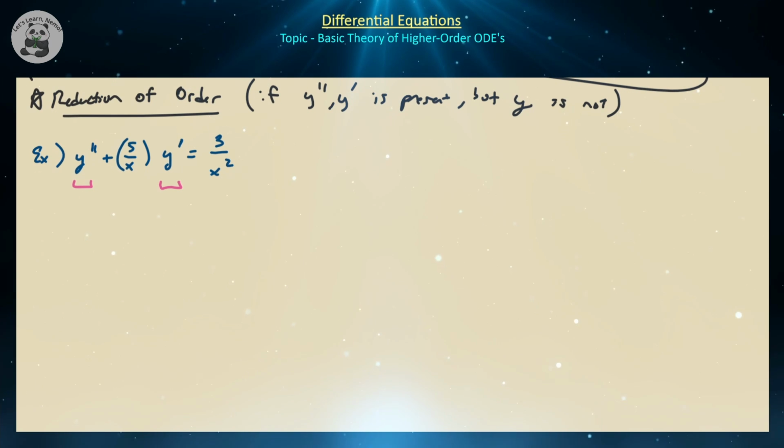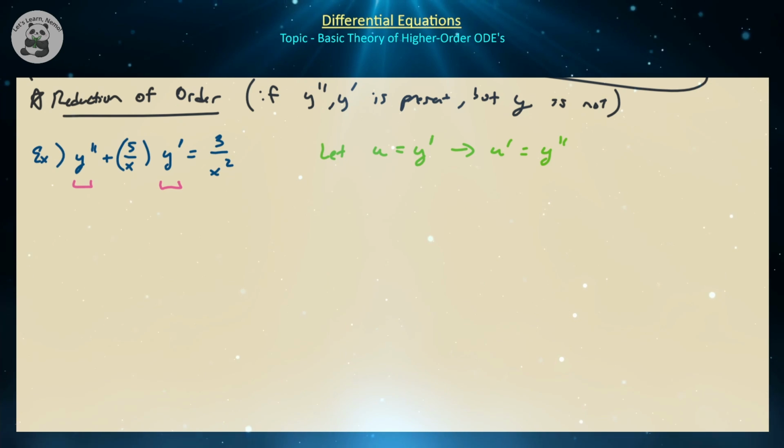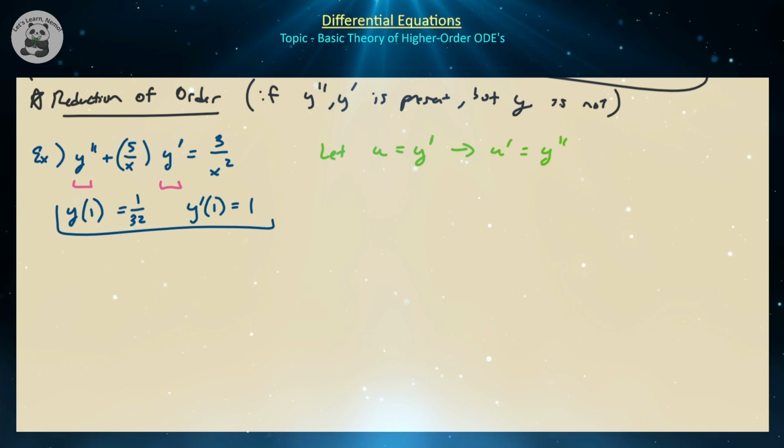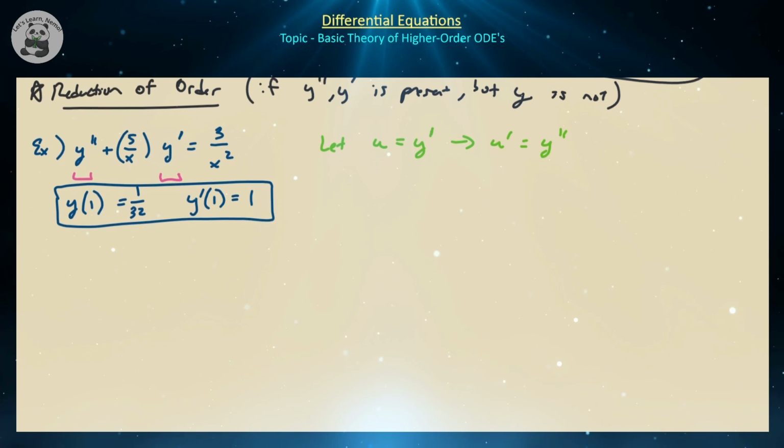So how this is going to go is we're going to create a new function. Let's call it, for example, u, and we're going to let u be equal to y prime. Because if u is equal to y prime, then u prime is going to be equal to y double prime. Okay, let's also introduce some initial conditions so we can get an exact solution. In particular, we're going to have y of 1 equal to, let's assume, 1 over 32. Let's assume y prime of 1 is equal to 1. Okay, so those are going to be my initial conditions. We're not going to use those until the very end, but let's just mention them now as a start.